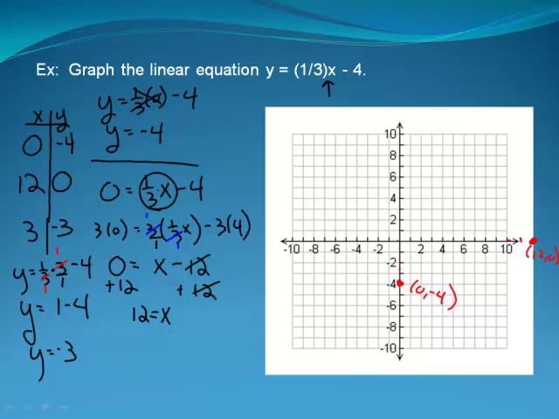And then I've got 3 to the right and 3 down. So 1, 2, 3 to the right, and 1, 2, 3 down puts me right there. And if I draw that line, looks like I estimated pretty close. Straight line, we've got y equals 1/3 x minus 4 when you label your line. Okay?